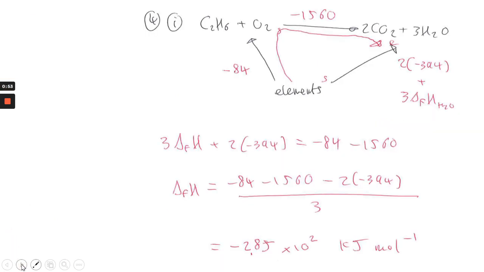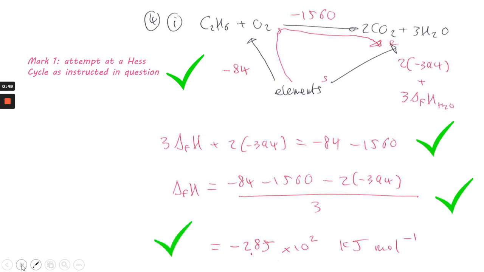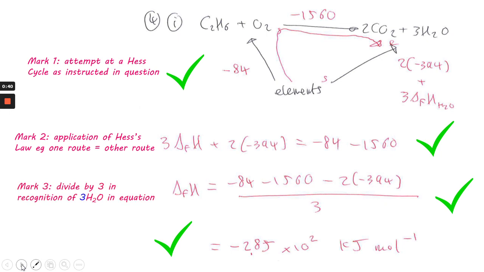So a quick look at the mark scheme. There's 4 marks available normally on this type of question. First mark would be for attempting to do a Hess cycle. Second mark would be for application of Hess's law, so both routes are equal to one another. The third mark is divided by 3 because there's 3 H2O in the equation. And the fourth mark is for applying 3 sig figs and standard form as instructed.